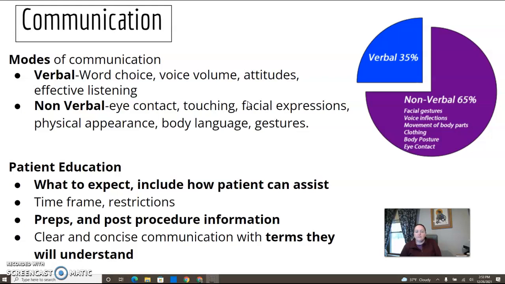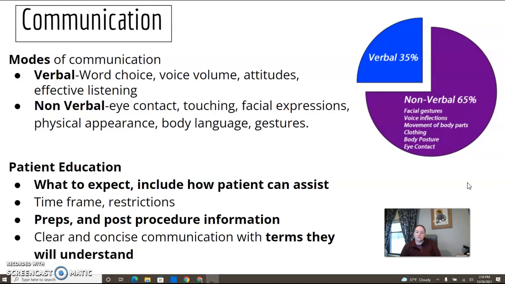Your eye contact, facial expressions, which I know are a little bit tough for us right now with masks on, body language. Verbal communication is your word choice, volume, attitudes, how good you are at listening to what they're saying and responding back. Part of the communications section also includes patient education, so letting your patient know what to expect during the exam, how they can assist you, time frames, how long it will last, how long the wait will be, and whether there are any restrictions, eating, medication restrictions, any of the above.